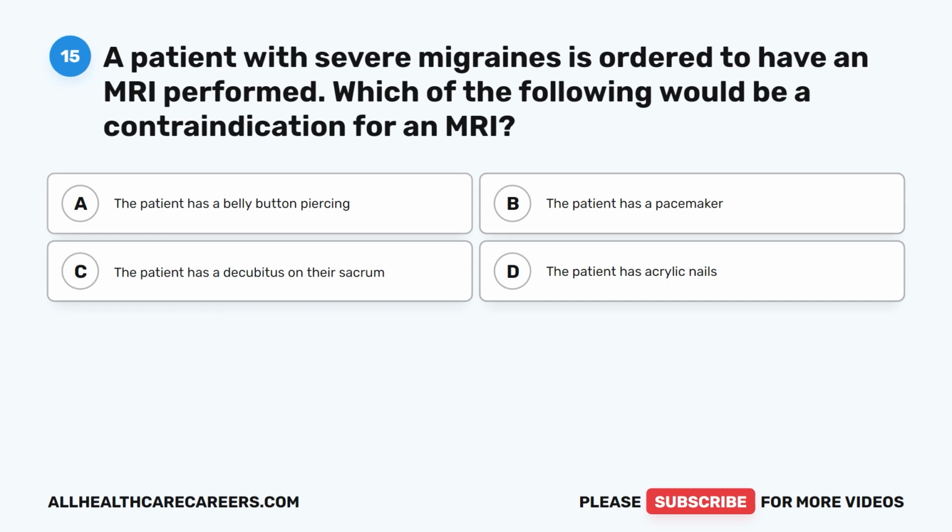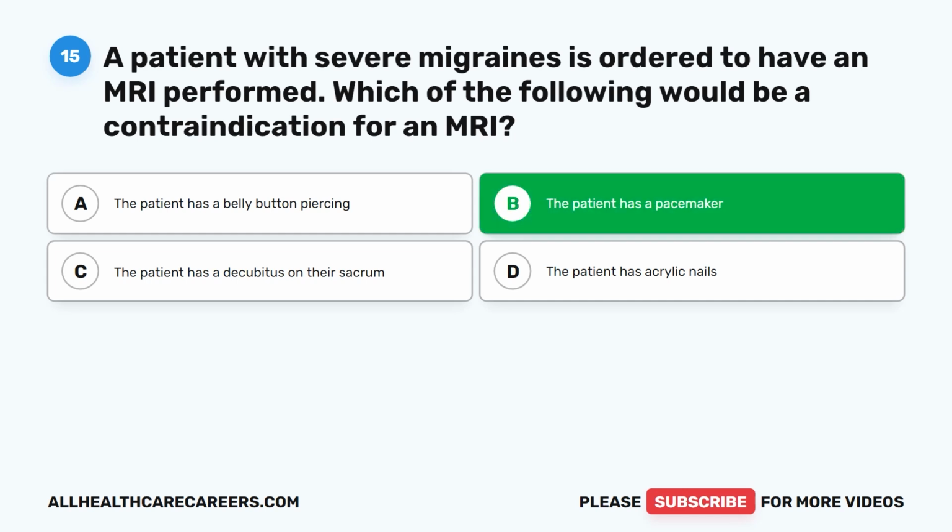Question 15. A patient with severe migraines is ordered to have an MRI performed. Which of the following would be a contraindication for an MRI? A. The patient has a belly button piercing. B. The patient has a pacemaker. C. The patient has a decubitus on their sacrum. D. The patient has acrylic nails.